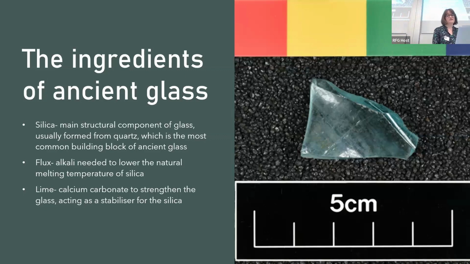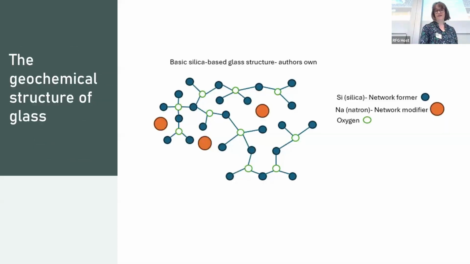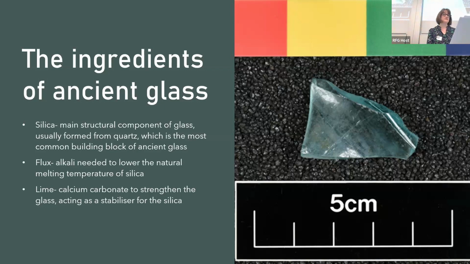Flux, which is the alkali needed to lower the melting temperature of the sand or quartz, which is crucial because silica begins to melt at 1700 degrees C. By lowering the natural temperature of silica, this then disrupts the chemical structure of the silica to form a lattice, as we can see previously, with the stabilizer and the colorants. Plant ash and potash could also be used, but natron is predominantly used in Roman glass.